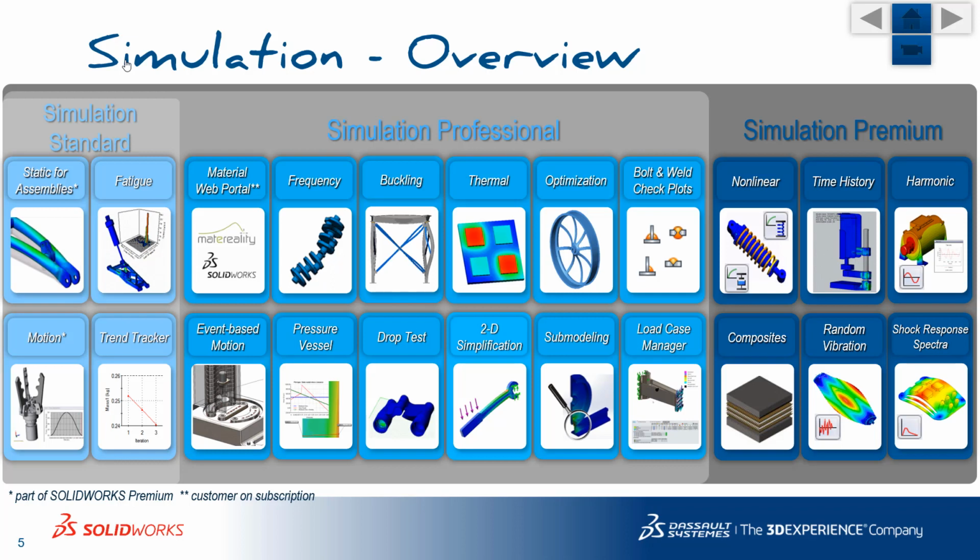You have Simulation Standard, Professional, and Premium. Typical naming convention for the SOLIDWORKS tools. So Standard, Pro, Premium. Simulation Standard is your static analysis for assemblies, which is a step up from using SimExpress, which is just single body parts. You have your fatigue analysis, motion analysis, and trend tracker.